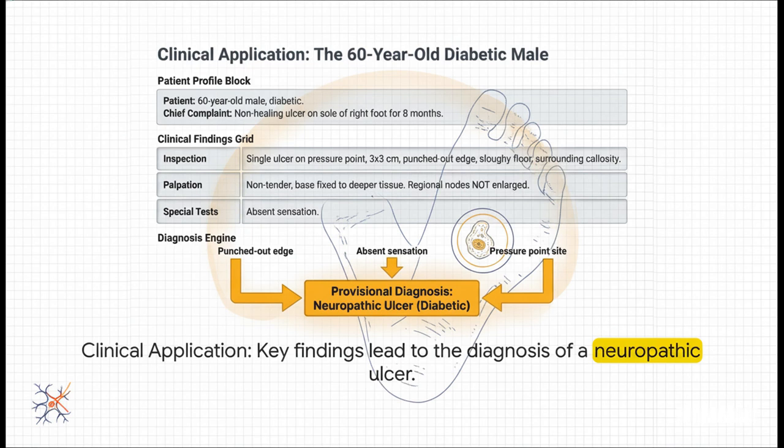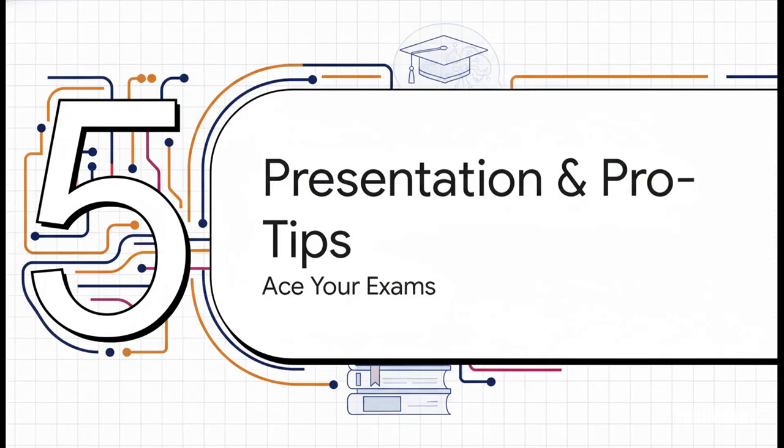So let's connect the dots. What do we have? A punched-out edge. We have absent sensation, which is the hallmark of neuropathy, and it's on a classic pressure point. These findings all point in one direction, leading us straight to our provisional diagnosis, a neuropathic ulcer secondary to his diabetes. You know, getting the diagnosis right is only half the battle. Presenting your findings clearly and confidently to your examiner is what really shows your competence. This last section is all about how you can perfect that delivery and really stand out.